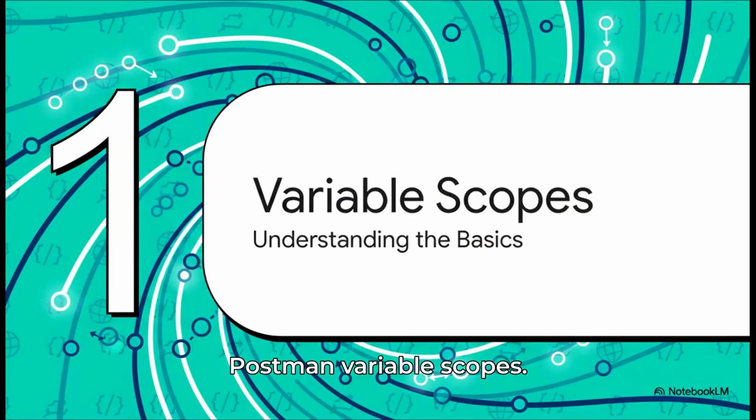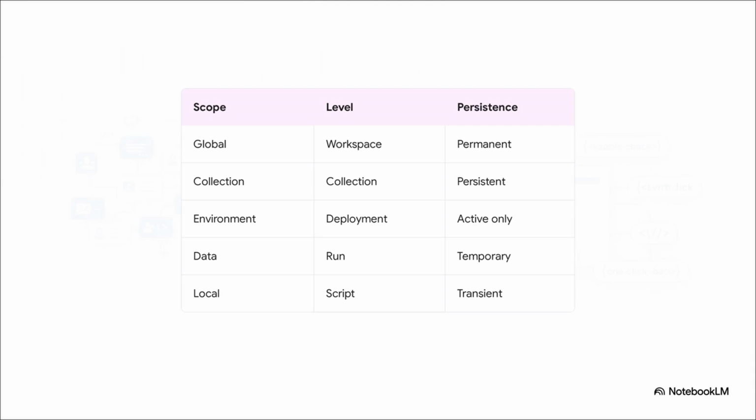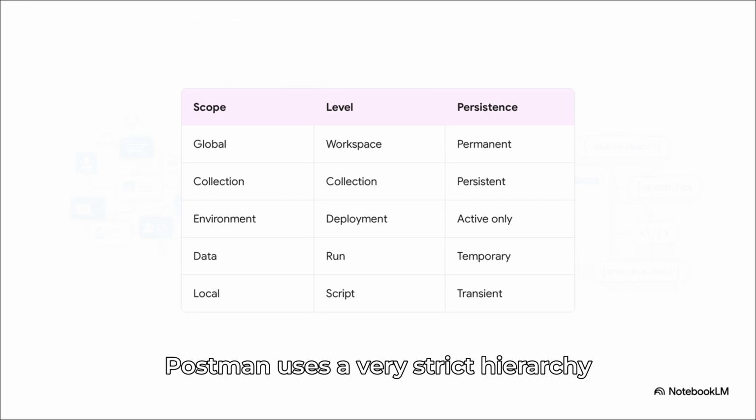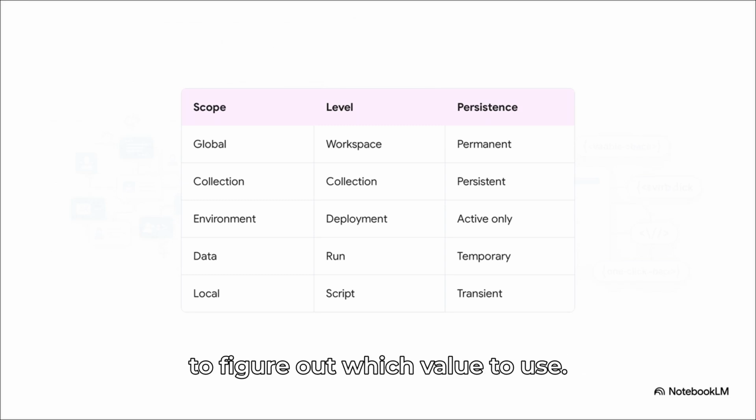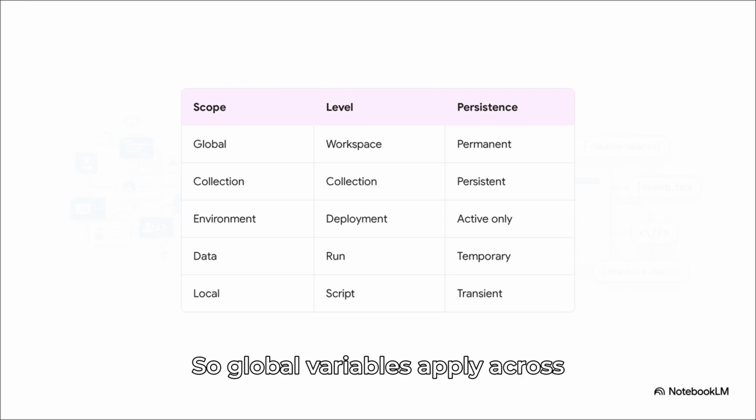Okay, Section 1: Understanding Postman variable scopes. Before we actually start clicking around in the interface, we really need to map out how the data flows. Understanding variable scopes is basically the foundational concept that makes all of this automation possible. Postman uses a very strict hierarchy to figure out which value to use, and it moves from the broadest scope down to the narrowest. So, global variables apply across your entire workspace.